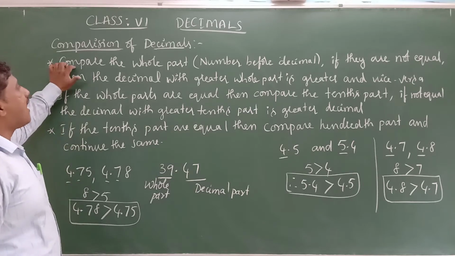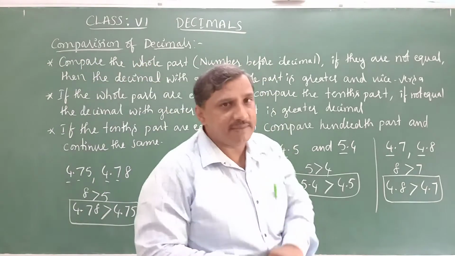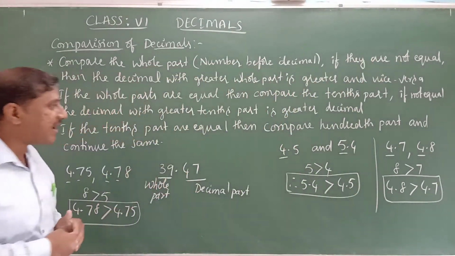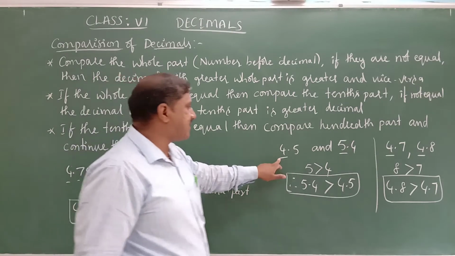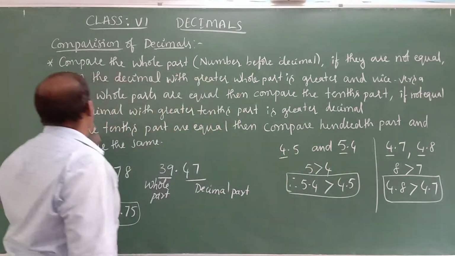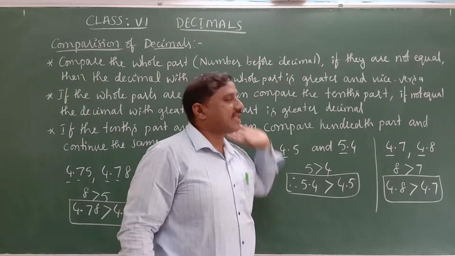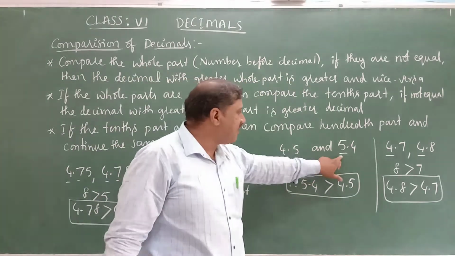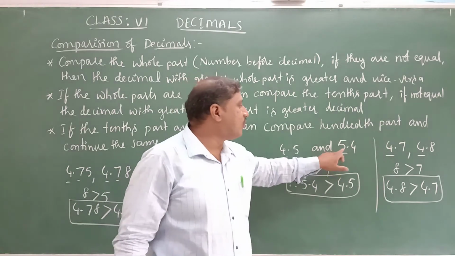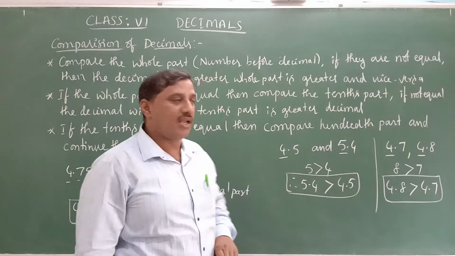So see, compare the whole part, that is the number before the decimal point. If the whole parts are not equal, like 4.5 and 5.4, then the decimal with the greater whole part is greater. Here 5 is the greater whole part, therefore 5.4 is greater and 4.5 is the smaller.